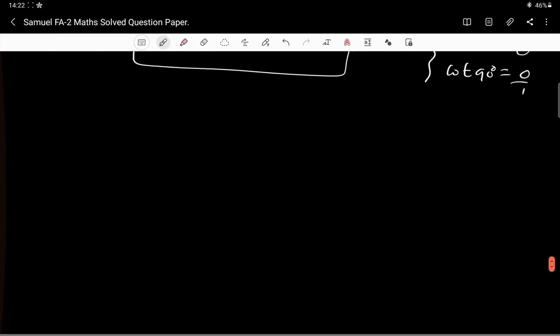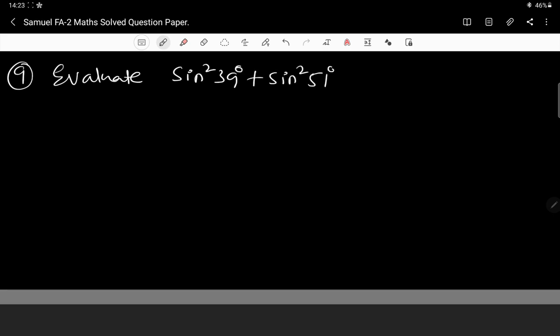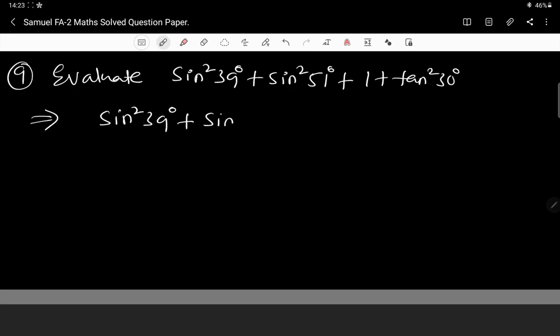All right. Anyway, moving on to the 9th question. Let us have a look at this 9th question. Evaluate sine square 39 degree plus sine square 51 degree plus 1 plus tan square 30 degree. Alright, so we have to find this value. So, let me write that down. Sine square 39 degree plus sine square 51 degree plus 1 plus tan square 30 degree.